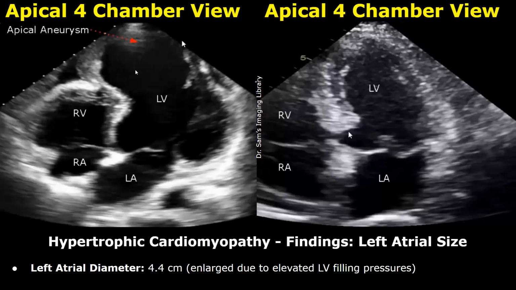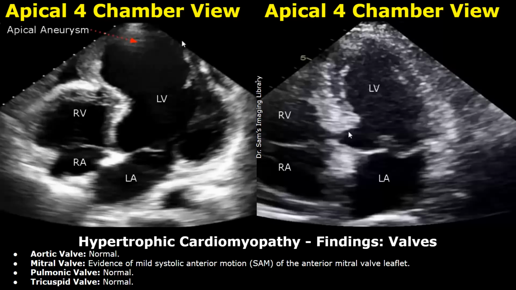The left atrial diameter is 4.4 centimeters, enlarged due to elevated LV filling pressures. The aortic, pulmonic, and tricuspid valves are normal, but in the mitral valve, there is evidence of mild systolic anterior motion of the anterior mitral valve leaflet.